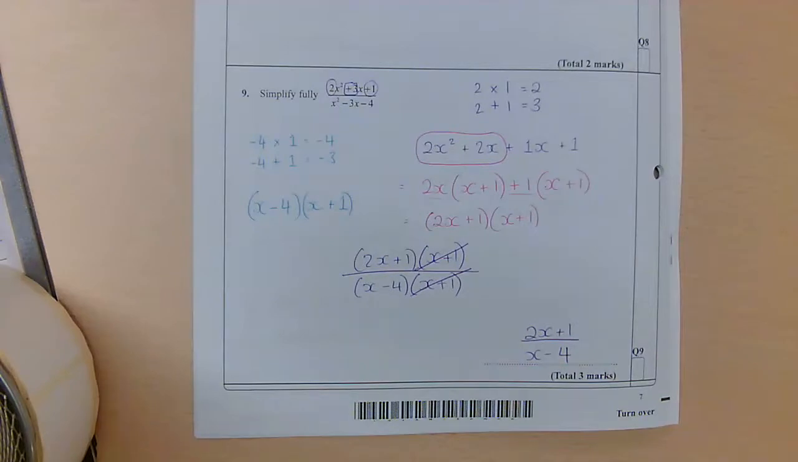Okay, so those are the answers for homework paper 5 of the higher tier. If you need any of those other answers that are missing from mine, apologies for that, just let your maths teacher know and they can go through the answers with you.